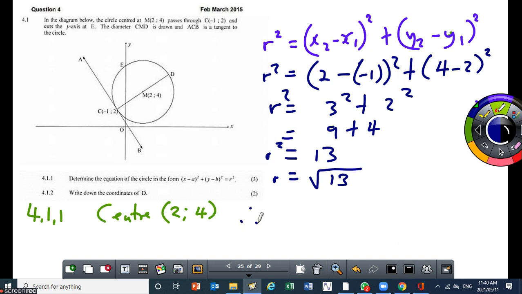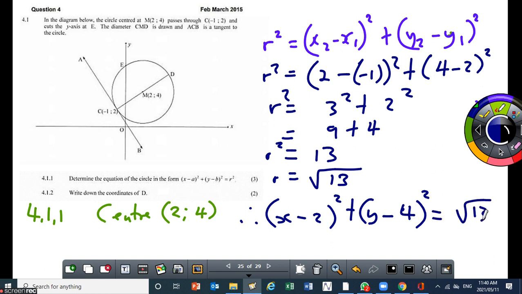Therefore, my equation is going to be x minus 2 squared plus y minus 4 all squared is equal to the radius squared. So that will be the square root of 13 all squared. You can write this as 13, since the square root of 13 all squared is the same as 13. It's your choice. You can call the center x1, y1. It's your choice. I haven't done anything complicated yet. There's nothing complicated. Distance formula, you calculate the radius.